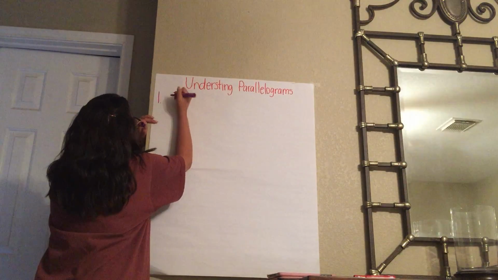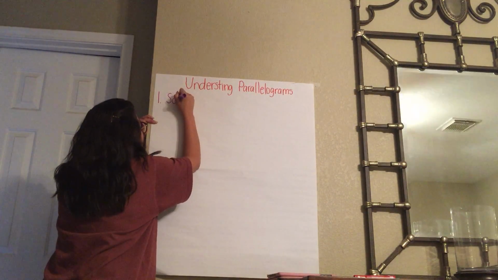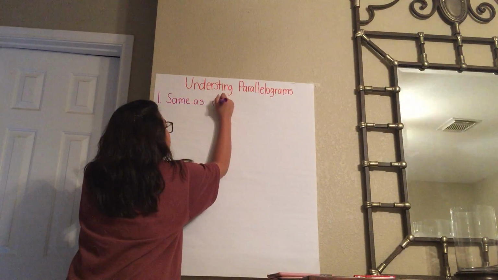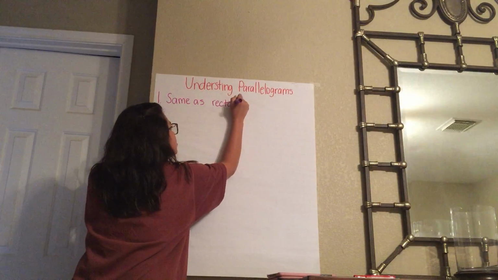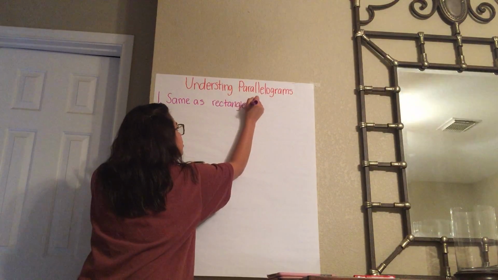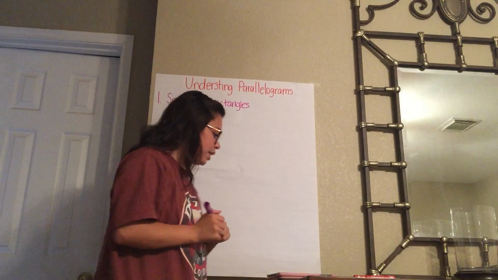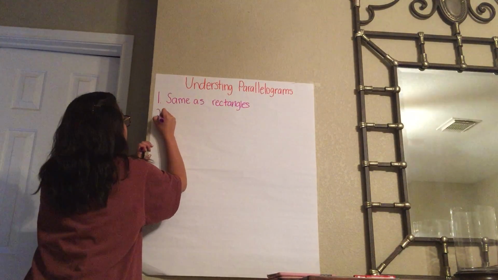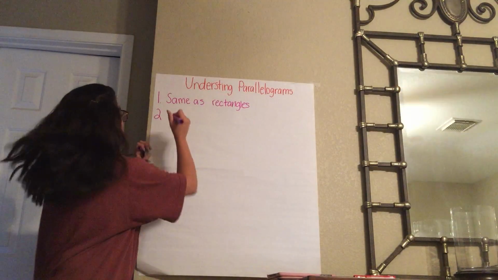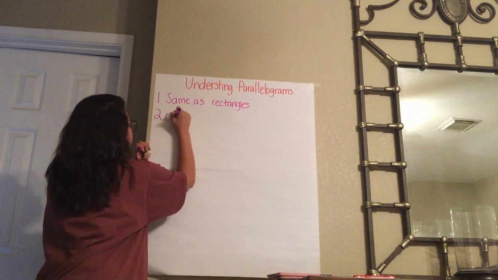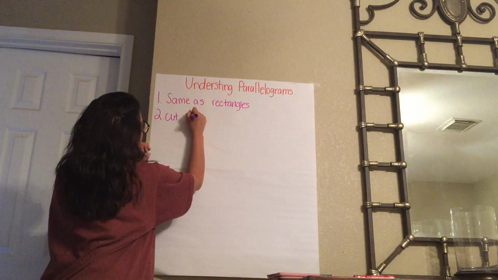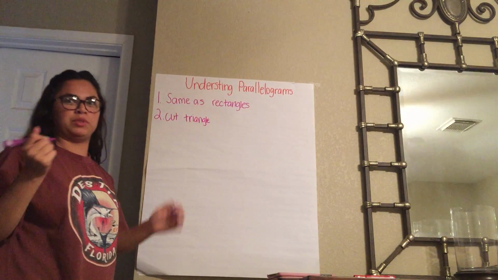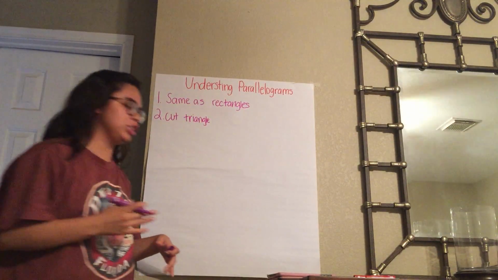So step one: parallelograms are the same as rectangles. And step two to figuring out the formula is going to be to cut the triangle off. So let's write it down for y'all. Cut triangle. And after I'm done with the steps, I'm gonna go into a little more depth with pictures.